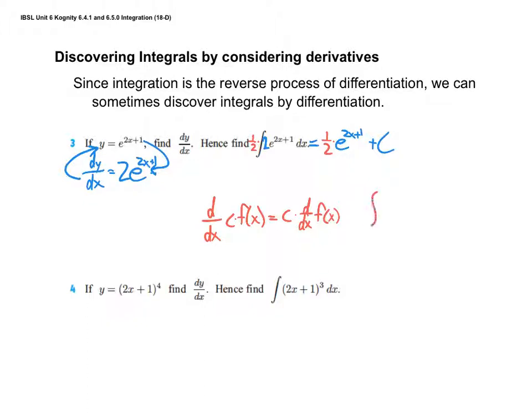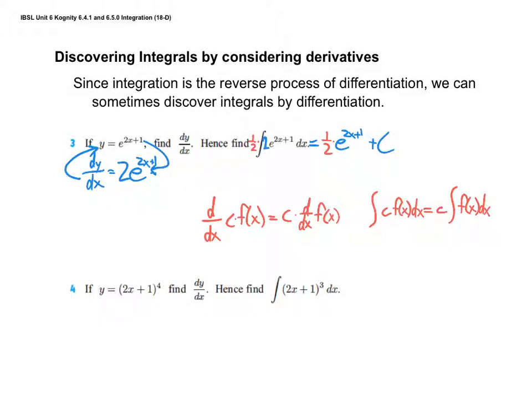If I have the integral of a constant times a function, this is just e to the 2x plus 1. You're right, okay? We'll see the full development here. I can pull that constant out and make that c times the integral of f of x dx. Let's see how that's happening here.